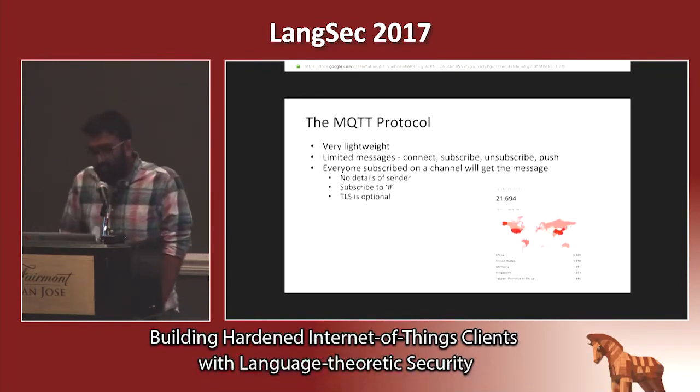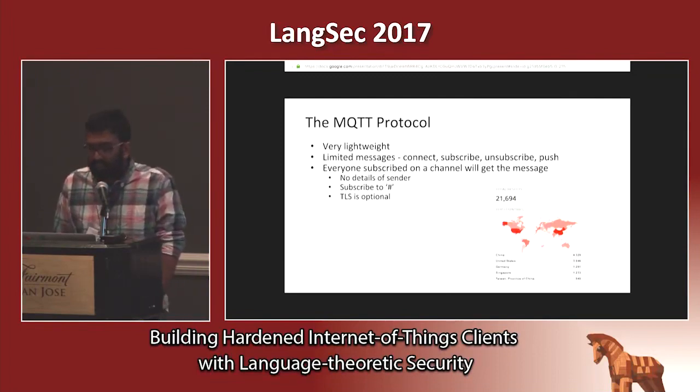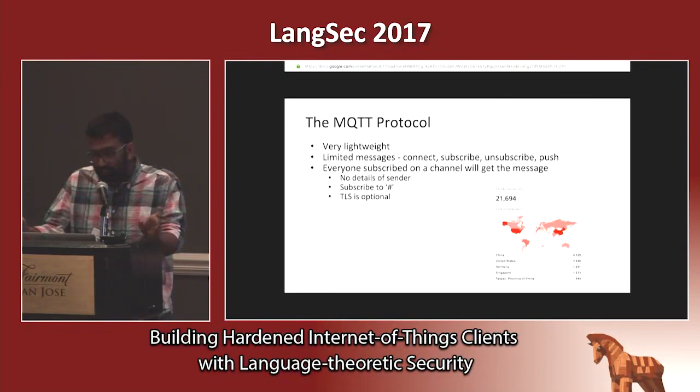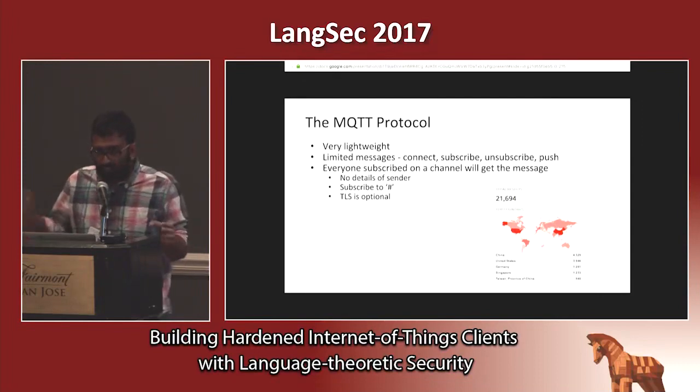Okay, so first the MQTT protocol. The MQTT protocol is actually really lightweight, and it has only a fixed set of messages. And when you publish a message on a particular channel, there are no real details about who the sender is. And so the MQTT protocol has a really fun option, which is you can subscribe to the hash symbol, and then that would basically give you messages from all the channels on the particular server. It's a very, very, very bad idea, but I'm guessing that administrators find it pretty handy.